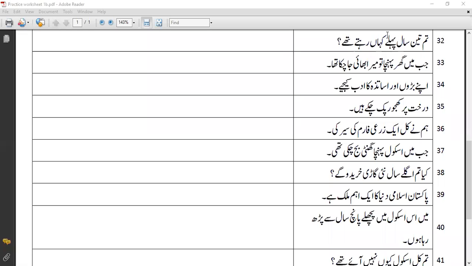So sentence number 32. All right, sentence number 32. We'll start with the translation. Okay. The sentence over here is तुम 3 साल पहले कहाँ रहते थे? Okay, तुम 3 साल पहले कहाँ रहते थे?